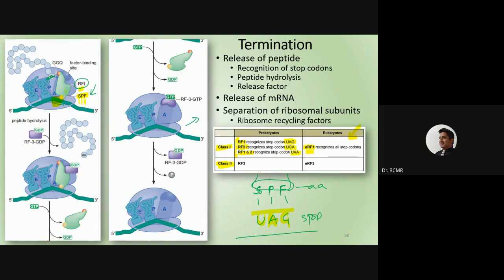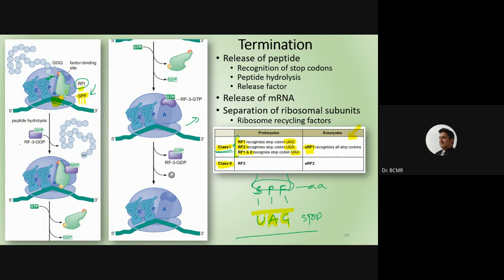So for the moment, what you will remember is that there are two classes. Primarily, we'll discuss only RF1. RF1 and RF2 are class 1. They are responsible for recognizing the stop codons. And at least RF1 is thought to recognize them by using a peptide anticodon.